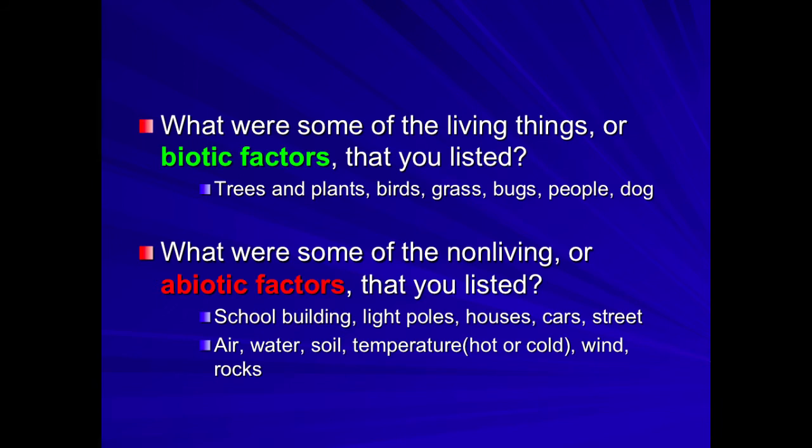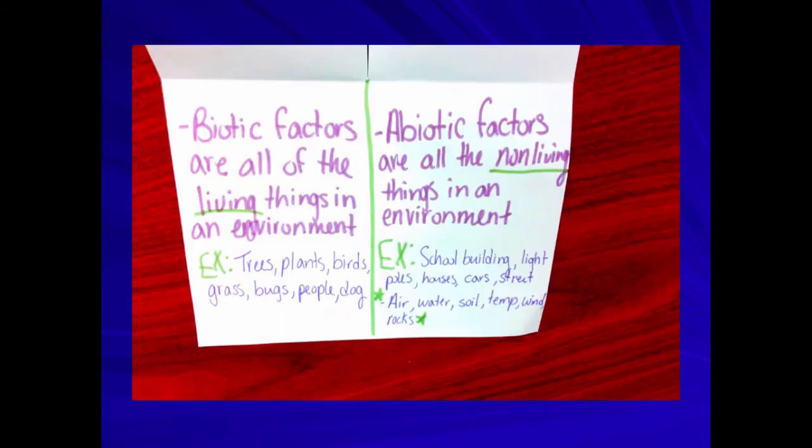Okay, so here's what your foldable should look like. I have the definition for biotic and abiotic factors, underlining the key words: biotic, living; abiotic, non living. And then I wrote some examples. And notice how I put stars around the air, water, soil, temperature, because these are the true abiotic factors that we're really going to talk about in an ecosystem. Because when we talk about ecosystems, we're really not going to go into school buildings and man made things. We're going to go into natural abiotic things.